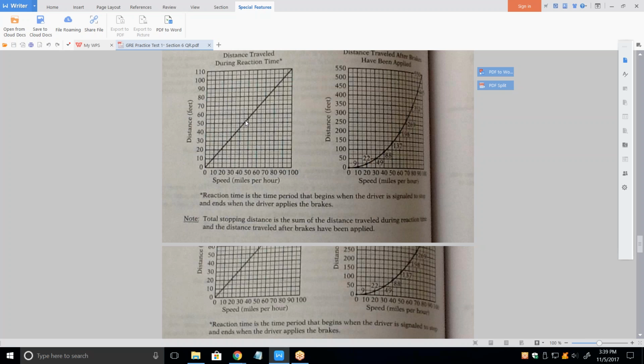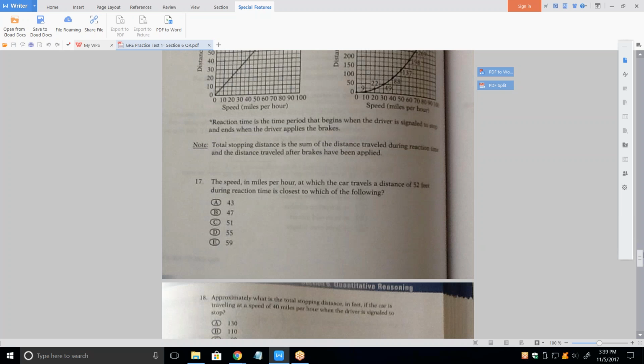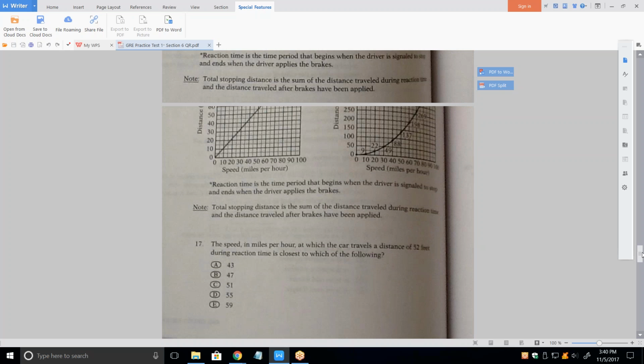So there I go to 52 on the vertical scale. Around 45? Now if we look at our answers, you have to be a little more precise because they gave us a 43 and a 47. Do we also have to look at the other chart too? Nope. This is strictly reaction time.